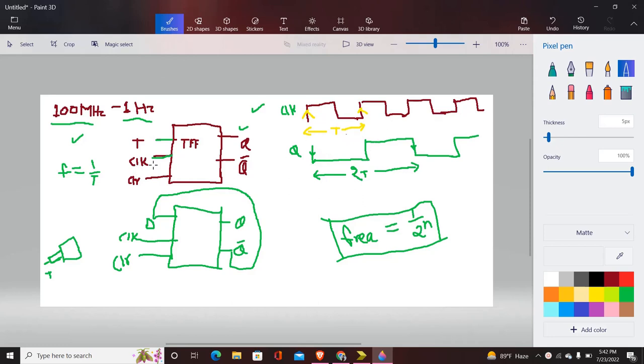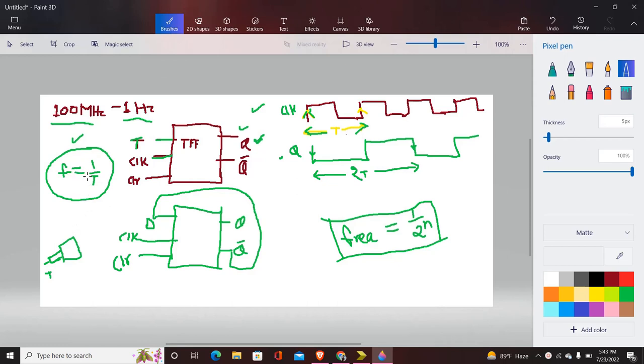Basically, the input signal has the time period T. Now you can clearly see this, and the output is Q. I just drew Q with the green line. After giving the clock to the T flip-flop, it provides an output whose time period is increased by T. So the total time period is 2T at the output, and we know the relation between frequency and time.